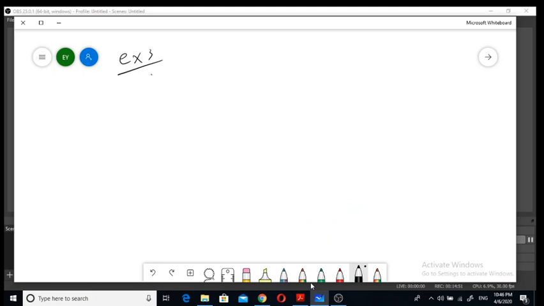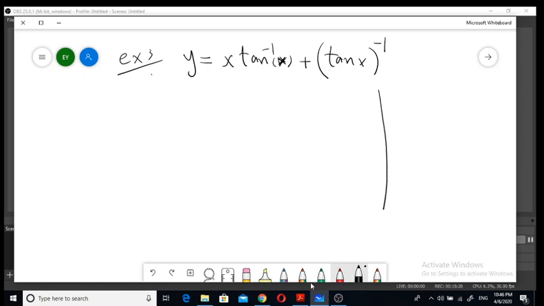Example 3. If we have a function y equal to x tan inverse x plus tan x all to the power -1, and we need to find dy by dx.